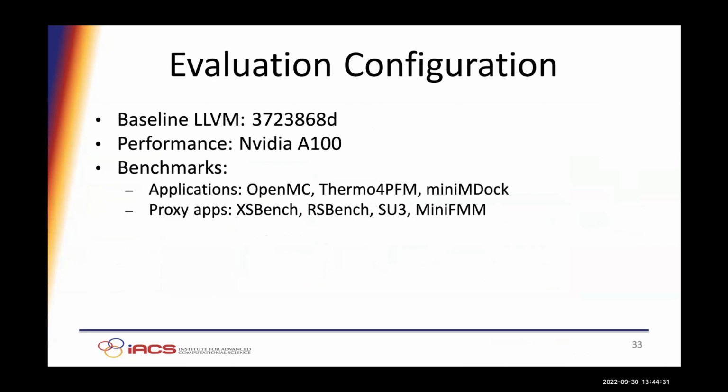So we did a brief evaluation on an NVIDIA A100 GPU using a baseline LLVM at the time. And what we tested were 3 main applications: OpenMC, Thermal 4PFM, and Mini MDoc, and some proxy applications: XSBench, RSBench, SU3, and Mini FMMM. And the main distinction here between the applications and the proxy apps is the applications are all large, multi-file programs. So they actually benefit primarily from the LTO, whereas the proxy apps are all like single translation unit programs.